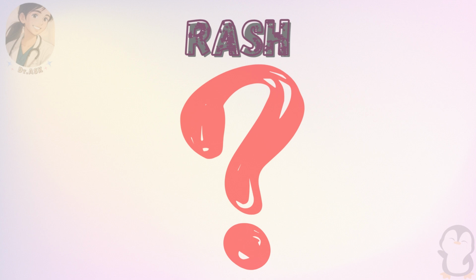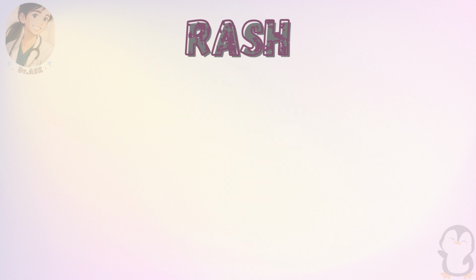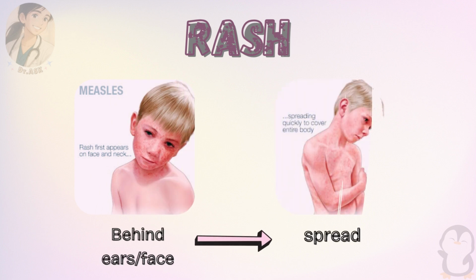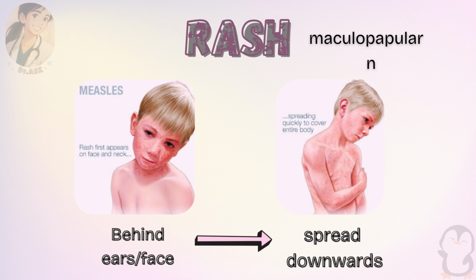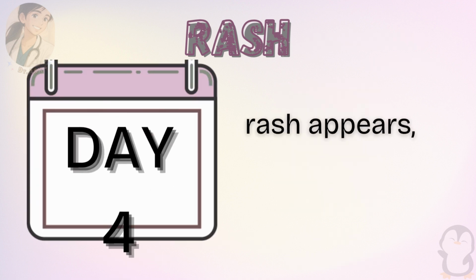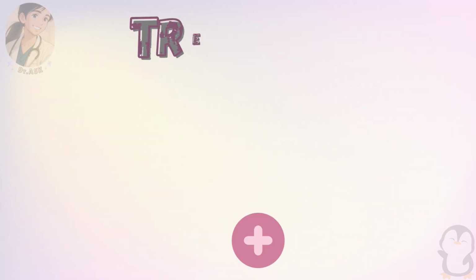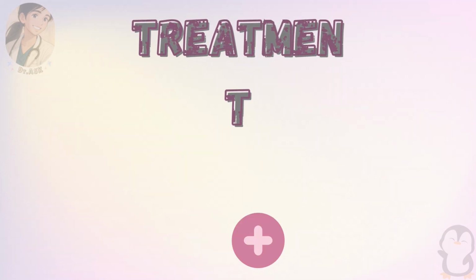Let's get back to the rash. How does it actually spread? As we saw in our case, the measles rash typically starts behind the ears or on the face, then spreads downward to the neck, trunk, and limbs. It's a maculopapular, non-itchy rash that often becomes confluent, especially on the face and upper body. Key point to remember is the rash usually appears around day 4 of illness, just as the Koplik spots begin to fade.